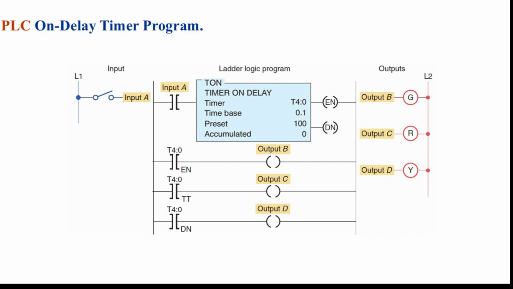Below the timer, we can see 3 important values. The time base is 1 second. The preset is 10 seconds. And the accumulated value starts at 0 and increases while the timer is counting.